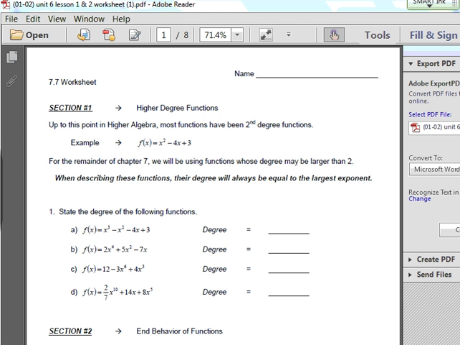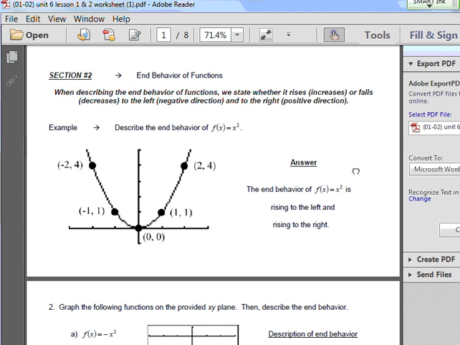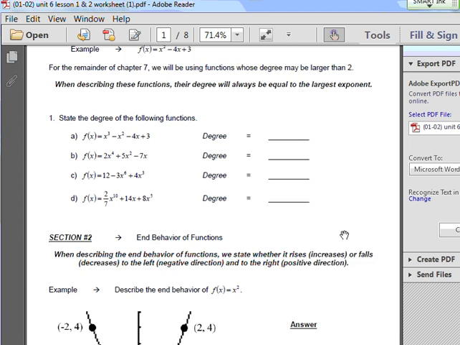Okay, so section 1 on the worksheet is basically about degree. I hope those are easy for you. You just pick the biggest one. Just be careful that they sometimes rearrange them and the biggest power isn't always first.